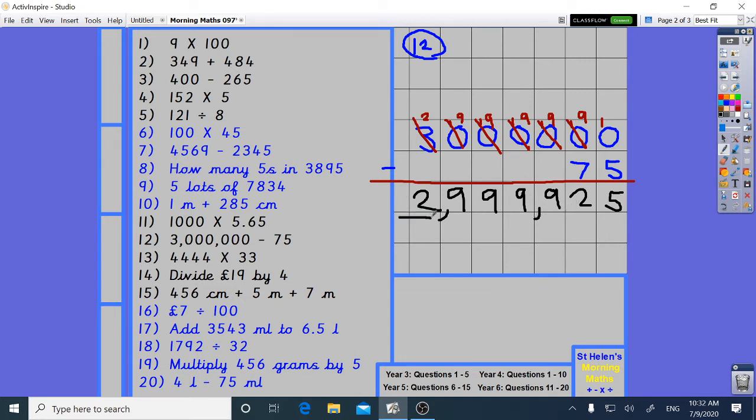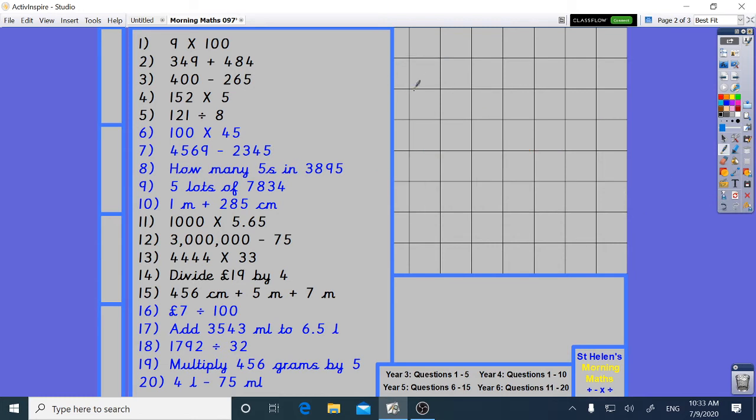2,999,925. So we have 2 million, because that's a millions comma, 2,999,925. That's how you say the numbers, in little sections between the commas. 2,999,925. Question 13.